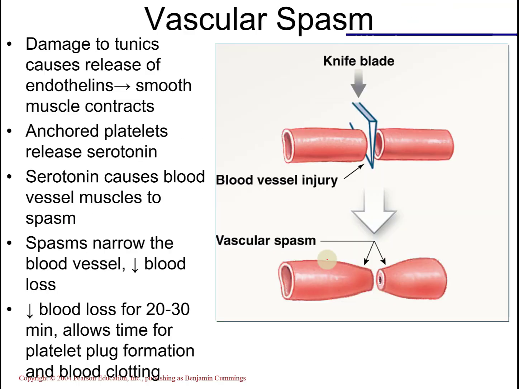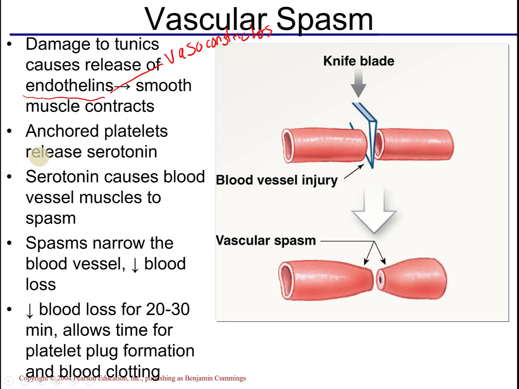So let's look at vascular spasm first. Whenever there is damage to the 3 tunics, it causes the tunica intima to release endothelin. You remember endothelins from the chapter on blood vessels. Endothelins cause vasoconstriction. Remember, these are intense vasoconstrictors. So again, whenever there is damage to the tunics, the tunica intima releases endothelins, and that causes the smooth muscle in the tunica media to contract, which partially closes the blood vessel.